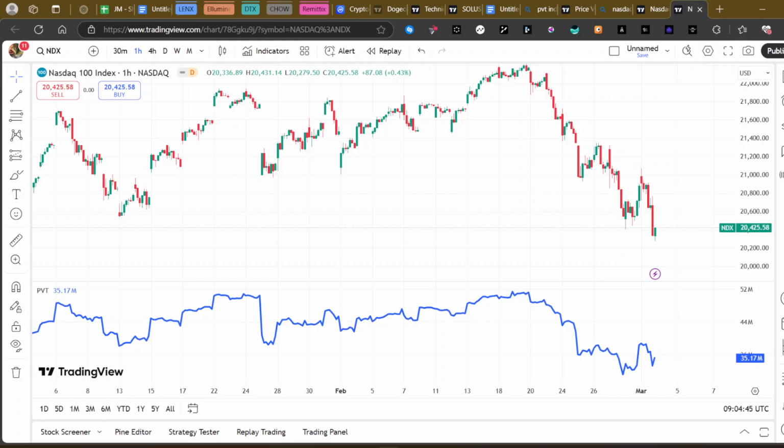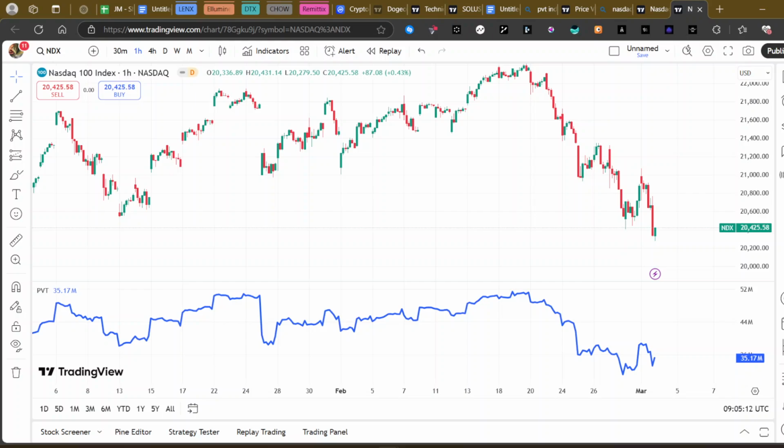So this means when price moves up on high volume, the PVT line rises sharply, showing strong buying pressure. Then when price drops on high volume, the PVT line falls, signaling strong selling pressure. But if price moves without significant volume, PVT remains relatively flat, warning us that the move might be weak.